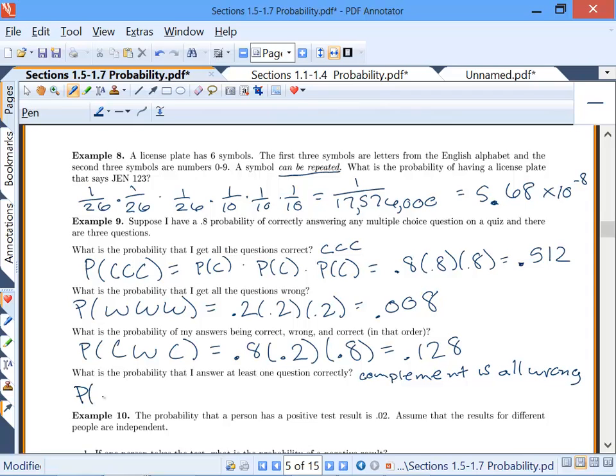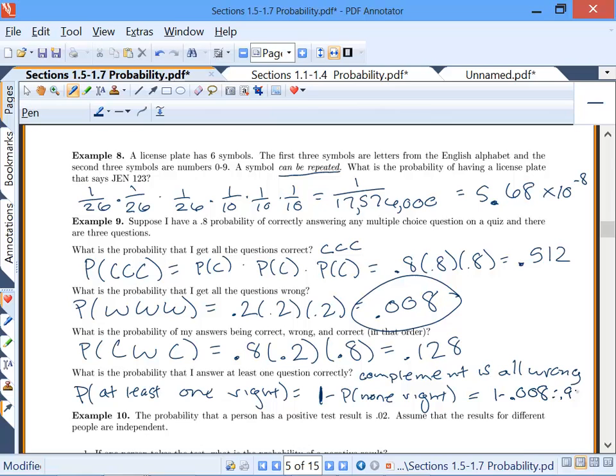So the probability of at least one right is 1 minus the probability of none right, which we've already calculated to be 0.008. So the probability that I get at least one right is 0.992. And as I said, this is a problem that trips everyone up. They try to do things that seem more simple, but it really doesn't work.